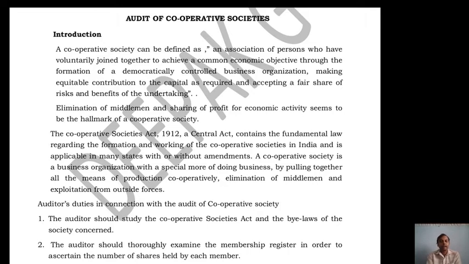Today, we will have a discussion about audit of cooperative society: how an auditor will perform his duties in cooperative societies. Before that, what is a cooperative society?